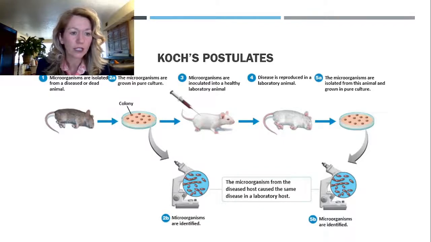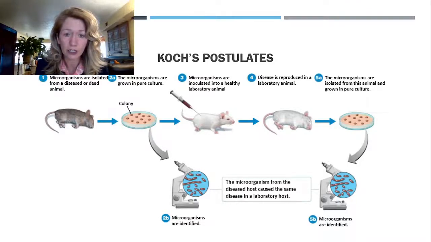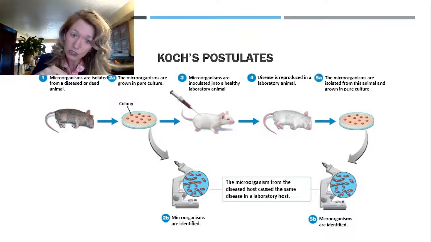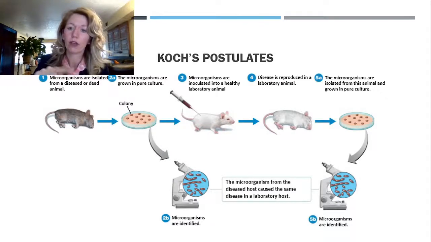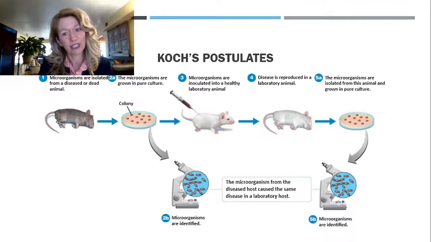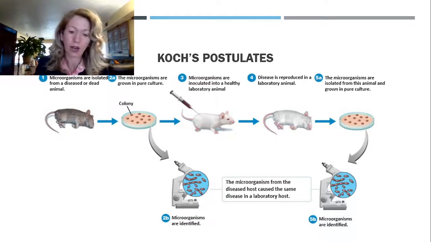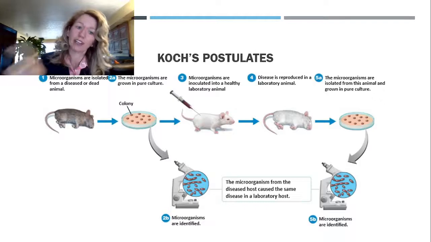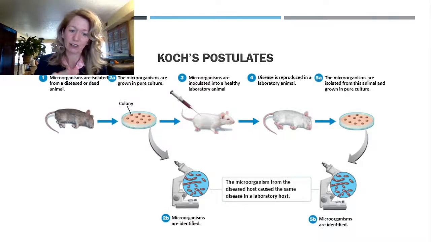The microorganisms are isolated from a diseased or dead animal. The microbes are grown in a pure culture, as you can see. And then number 3, microorganisms are inoculated into a healthy laboratory animal. And then the disease is reproduced in the laboratory animal. The microorganisms are isolated from the animal and grown in pure culture, and then they're identified. And back in number 2, they were identified firstly.